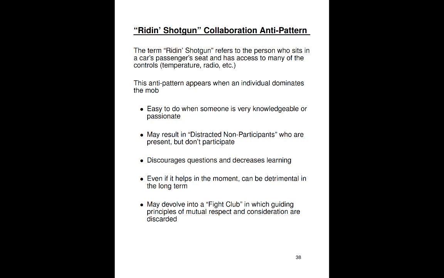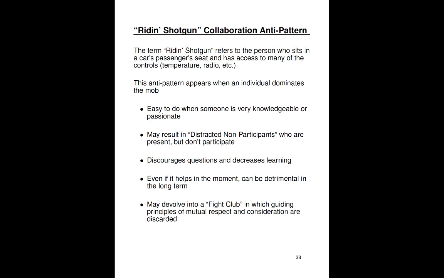But the downside of this is that you might end up with distracted non-participants. These are people who are present in the mob, but they're not participating. And as a result, fewer questions are asked, and learning is decreased because people aren't able to contribute what they know and ask the questions that they have.